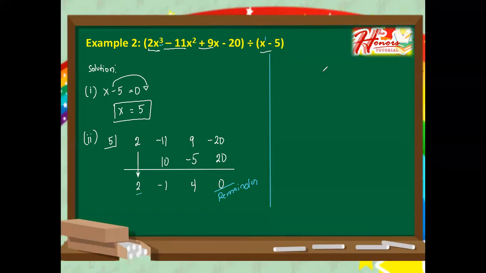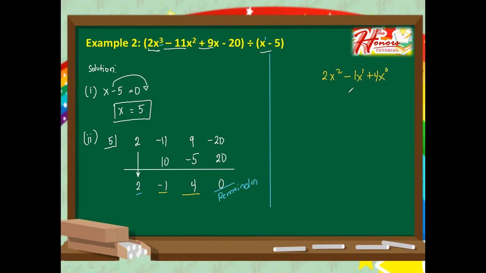So now we have here 2x squared minus negative 1x plus 4. And that's it because after negative 1x plus 4, we don't have x here for 4 because the exponent of x is already 1. So for this, x raised to 0.